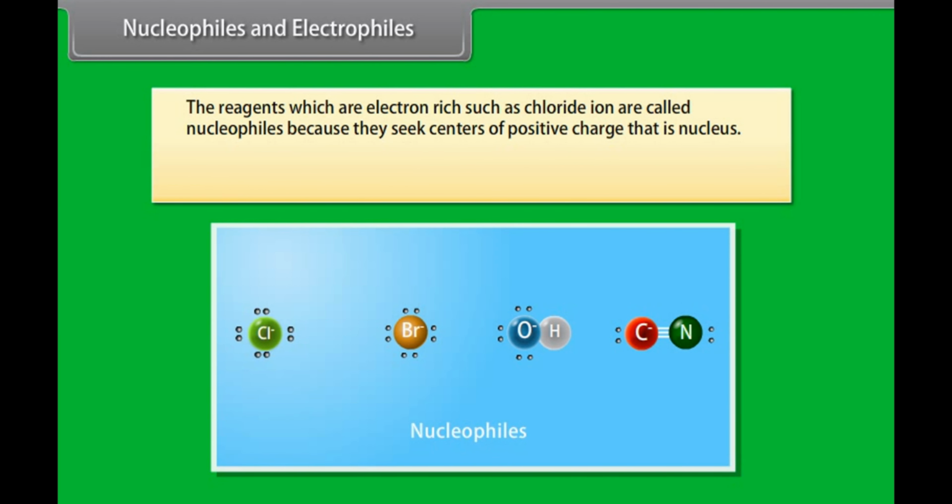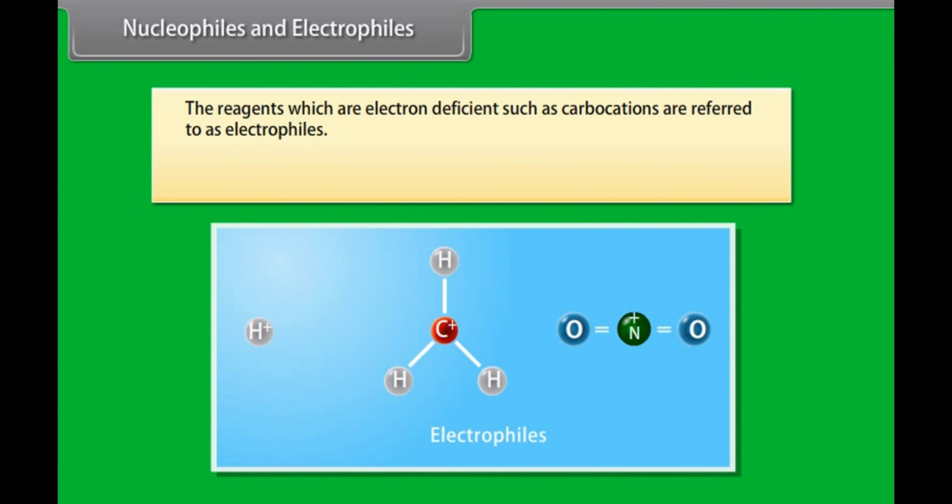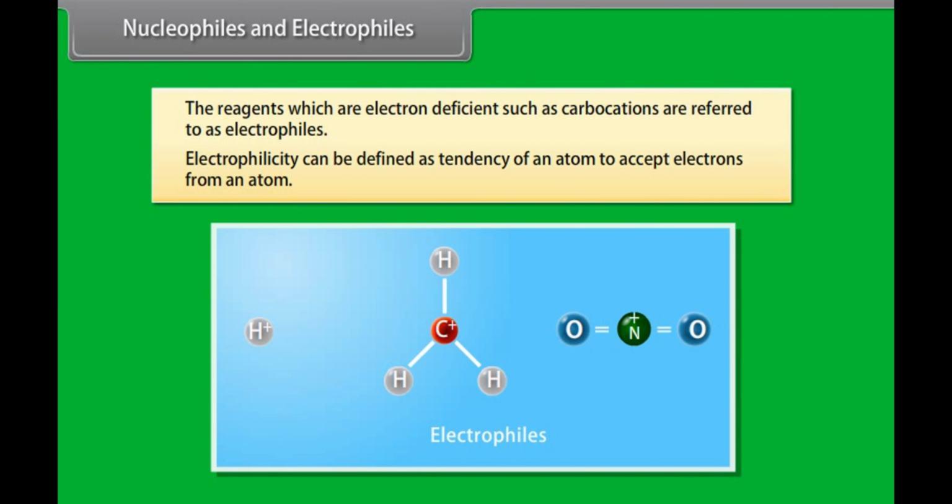Nucleophiles and electrophiles. The reagents which are electron-rich, such as chloride ion, are called nucleophiles because they seek centers of positive charge, that is, nucleus. Nucleophilicity can be defined as the tendency of an atom to donate electrons to an atom. The reagents which are electron deficient, such as carbocations, are referred to as electrophiles. Electrophilicity can be defined as tendency of an atom to accept electrons from an atom.